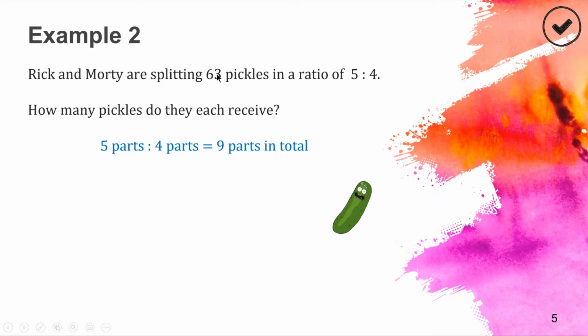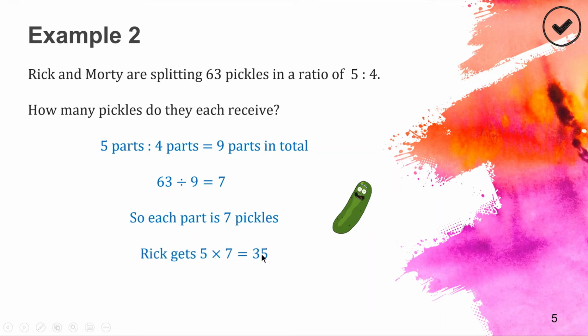So to split 63 into 9 equal parts, we need to do 63 divided by 9. That works out to be 7, okay? So each of these parts is going to be worth 7 pickles, and then Rick is going to get 5 of those parts. So Rick is going to get 5 lots of 7, and Morty is going to get 4 of the parts, so he's going to get 4 lots of 7. So we do 5 times 7, and Rick is going to get 35 pickles. And we do 4 times 7, and Morty's going to get 28.